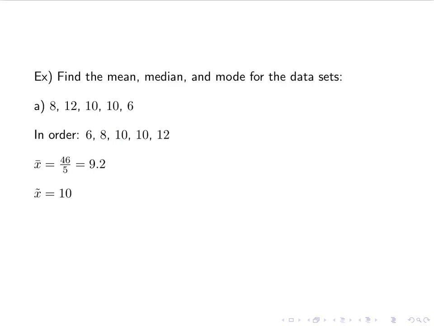The median is 10. There are 5 values, and this 10 here is in the middle spot. So our median is 10. And then for the mode, we have 2 values of 10. So the mode is also 10.